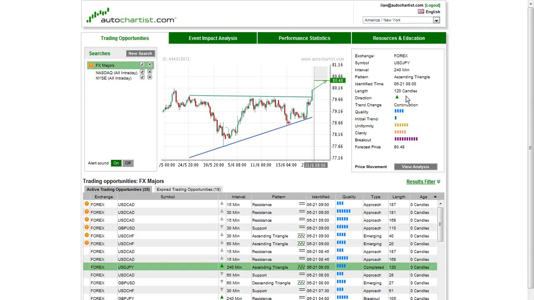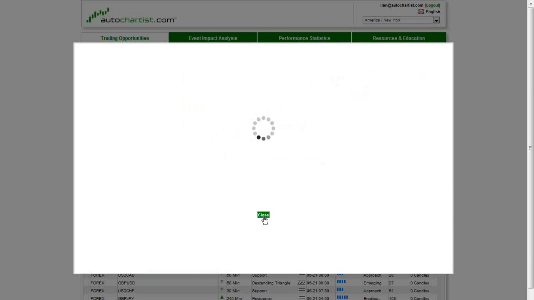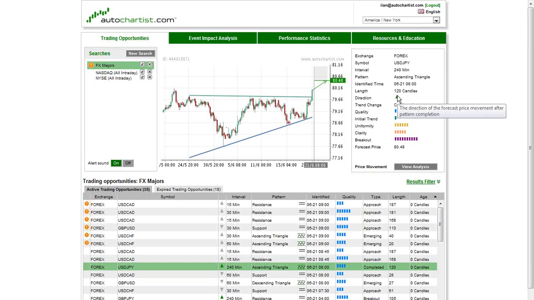We'll see that the opportunity that Autochartist identified was based on 120 candles, and let me quickly explain what that actually means. It means that the distance from the start of the pattern to the end of the pattern, that distance over here, is 120 candles in length, right? So this pattern was made up of 120 4-hourly candles. So quite a long-term pattern.